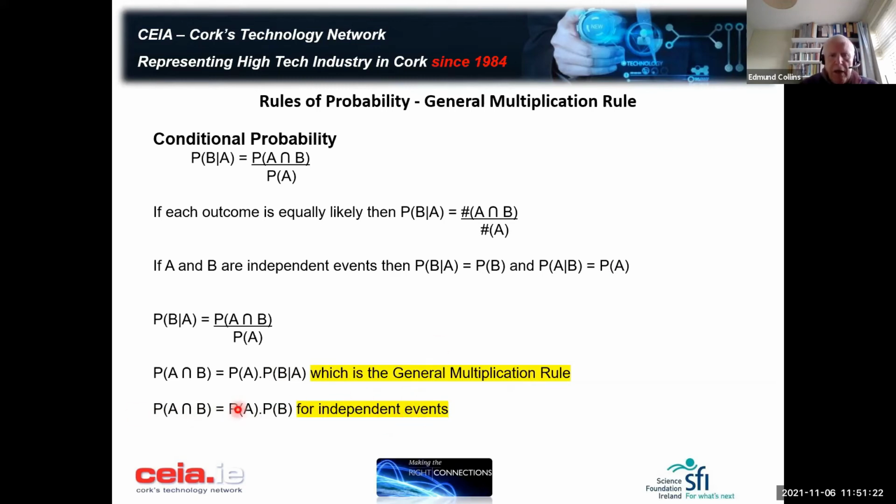Now, as I say, normally you'd be quite unlucky if you had to use the general multiplication rule. Normally it would be this, you'd be talking about independent events here, which is a lot simpler. But you need to remember this rule, which, as I say, will be used in problem solving.